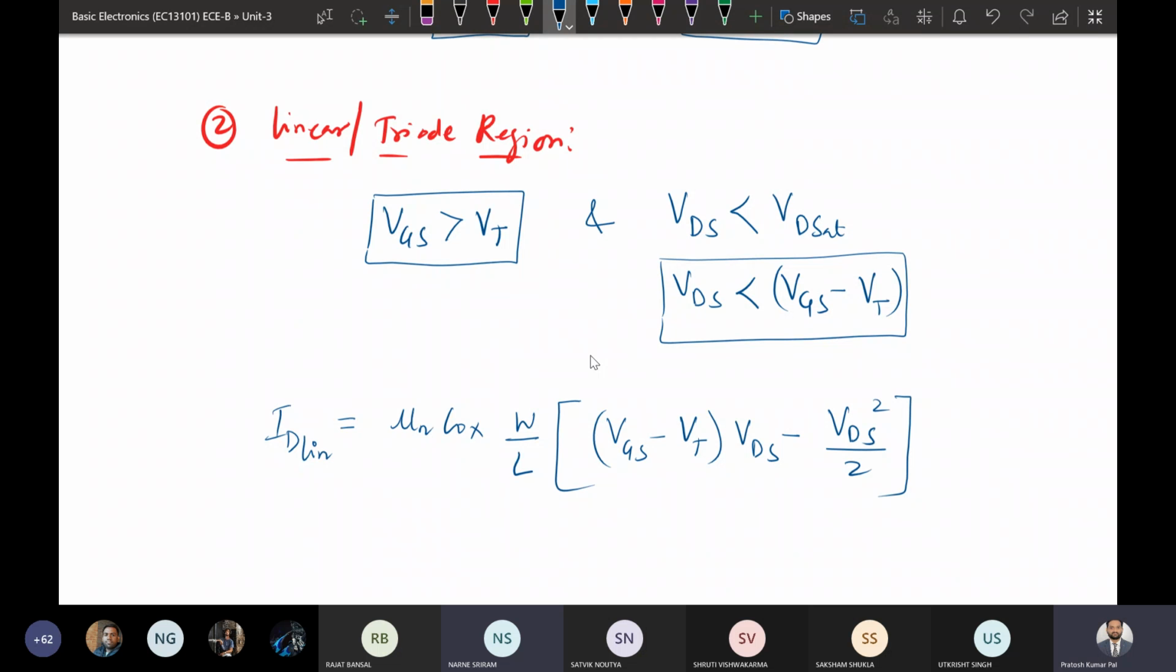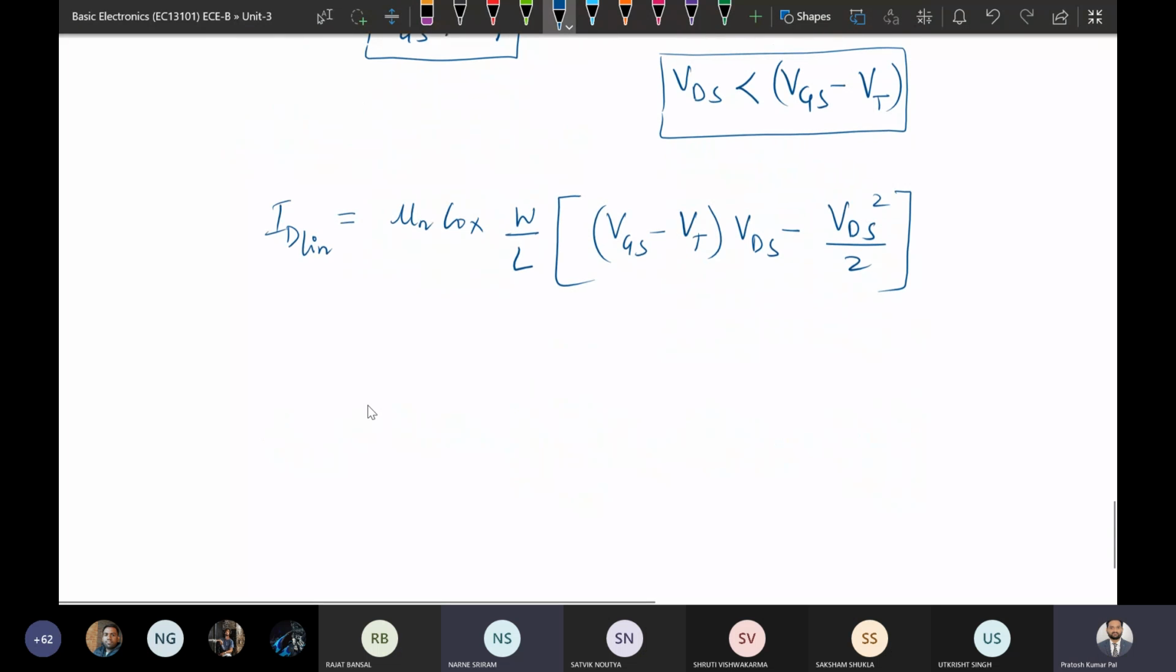As the MOSFET operates in linear region, the current will be given by this expression. Here mu n is the mobility. If it is an n channel MOSFET, there will be mu n; if it is a p channel MOSFET, it will be mu p, the mobility of hole and the mobility of electron. So mu n Cox W by L (VGS minus VTH) into VDS minus VDS square by 2. This is the current equation in the linear region.